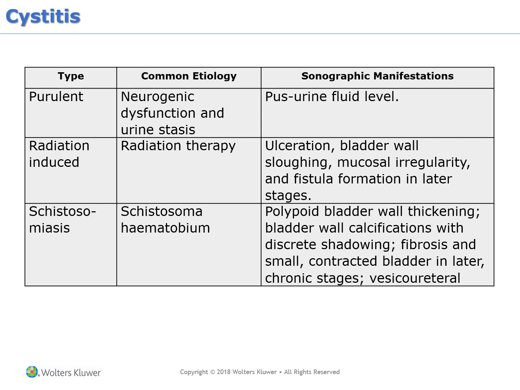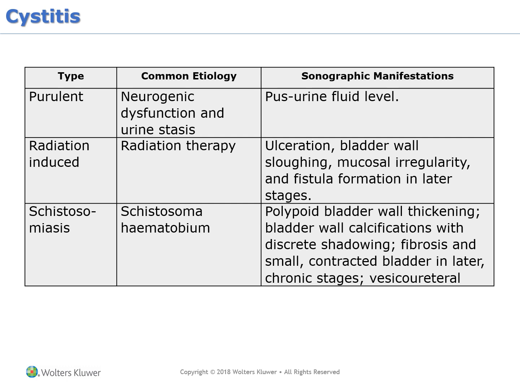And then radiation induced, so maybe they're doing radiation therapy to treat some other sort of pelvic disease, pelvic cancer, or even bladder cancer. That radiation therapy can do damage to the tissues, causing cystitis. It can even cause ulcerations, bladder wall sloughing as those cells die and slough off, mucosal irregularities, and if too much damage is done, then they can create a fistula that might connect the bladder to the vagina or to the rectum or something like that.